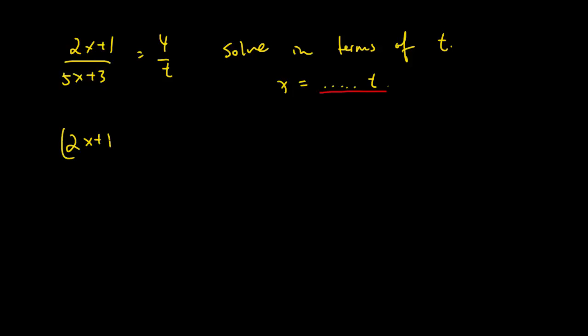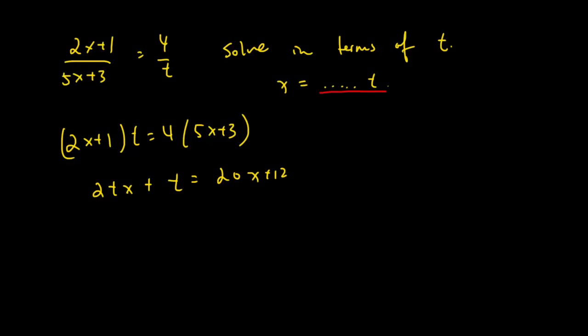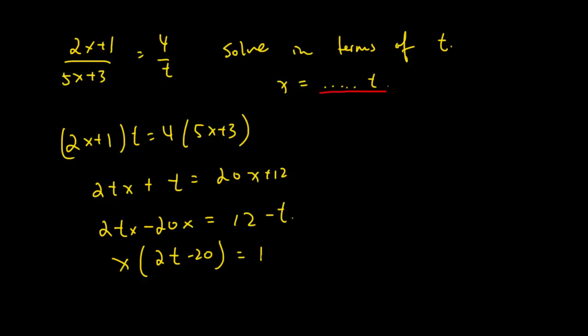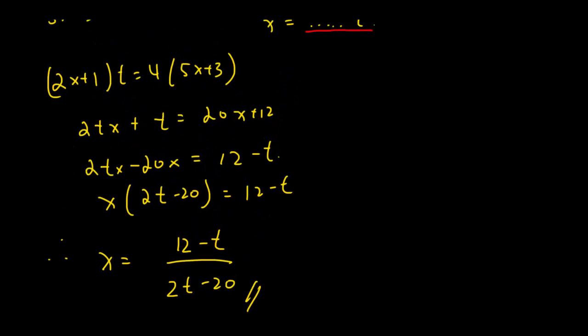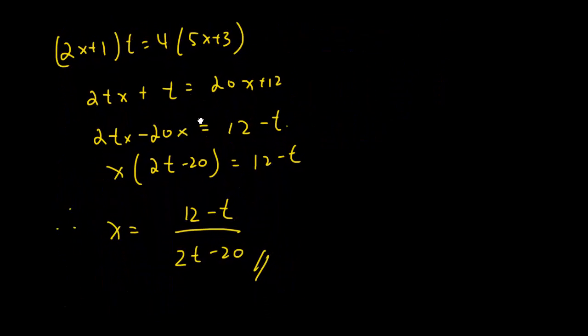So 2x plus 1 times t, and then 4 times 5x plus 3. Okay, so what do we get? We get 2tx plus t equals to 20x plus 12. Okay, now we're going to rearrange until we get x to the other side. So that would be 2tx minus 20x equals to 12 minus t. Okay, we'll bring the x out, so x times 2t minus 20 equals to 12 minus t. So therefore, x equals to 12 minus t over 2t minus 20. So again, for these questions, just remember the cross multiplication.